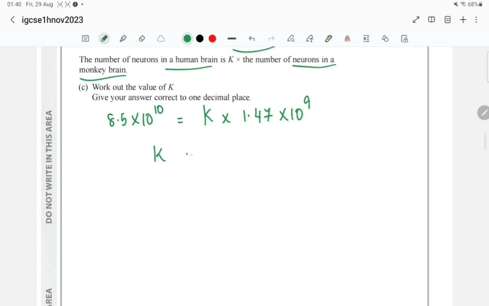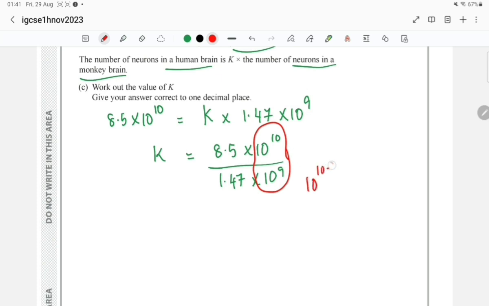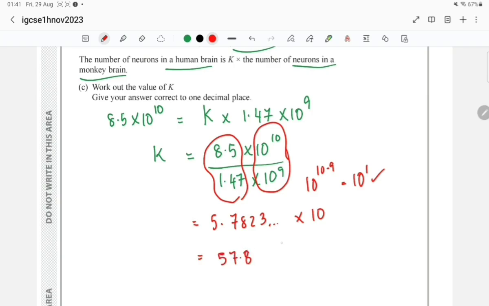So let's see that. So k will be equal to 8.5 times 10 to the power of 10 divided by 1.47 times 10 to the power of 9. We can use the law of indices for this part, which will be 10 to the power of 10 minus 9 by the division law, which will give me 10 to the power of 1. And this part, let's put this in our calculator. So 8.5 divided by 1.47 will give me 5.7823, etc., multiplied by this 10. So correct to 1 dp, this will give me 57.8.